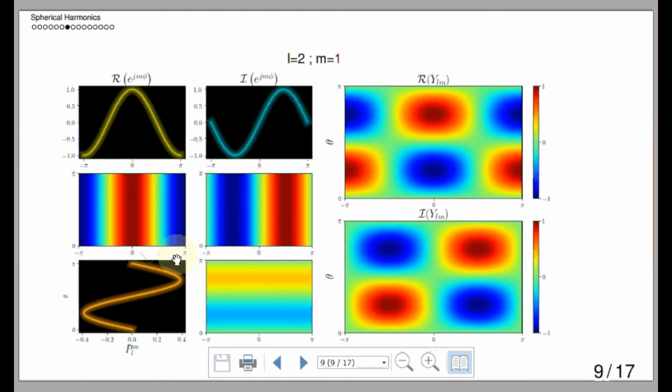Now similarly we can go to m equals 1. You can explain to yourself what's going on here and how you obtain these plots, and m equals 2.